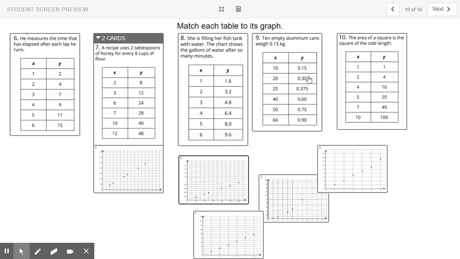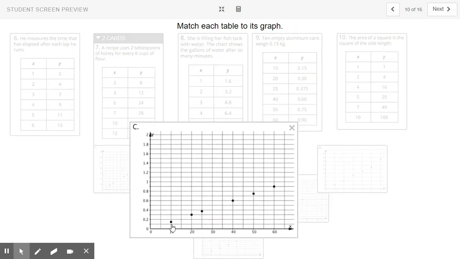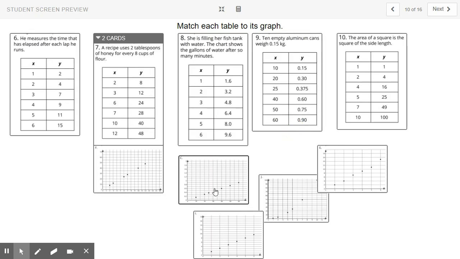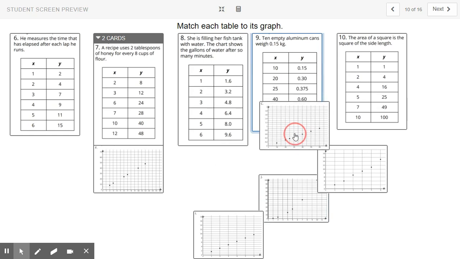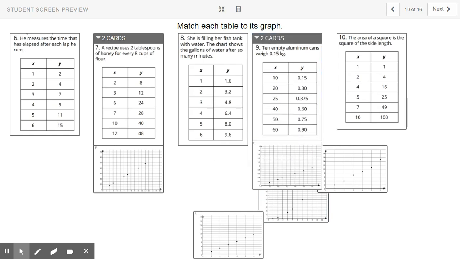10.015, that's a decimal and this is 100. That clearly does not go with what we're on. It's got to be this. Was it this one? 10, yep, and 0.15. Oh, that makes sense. Okay, so we know this one matches here.